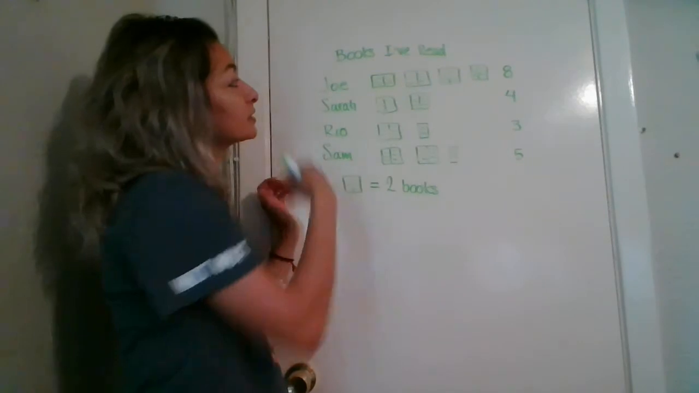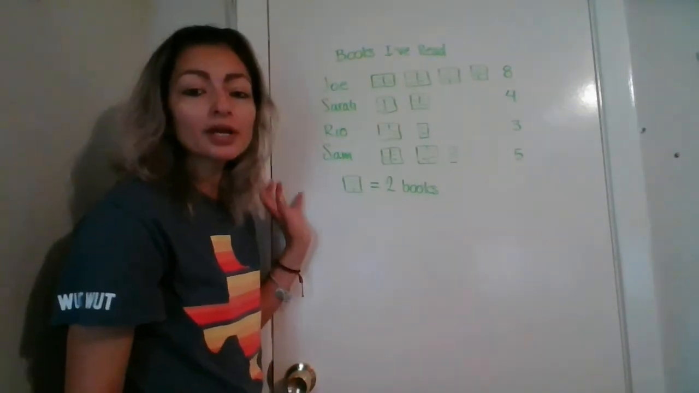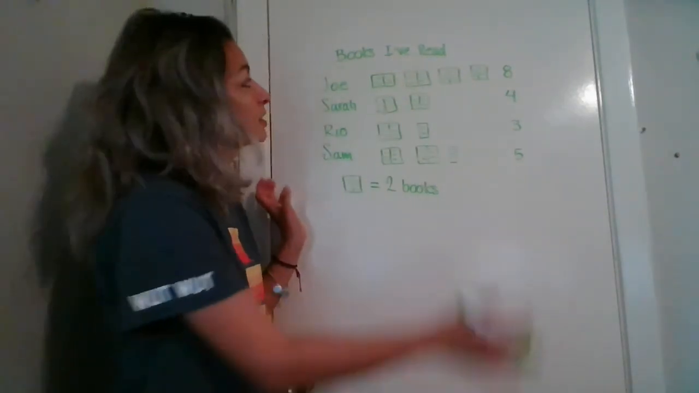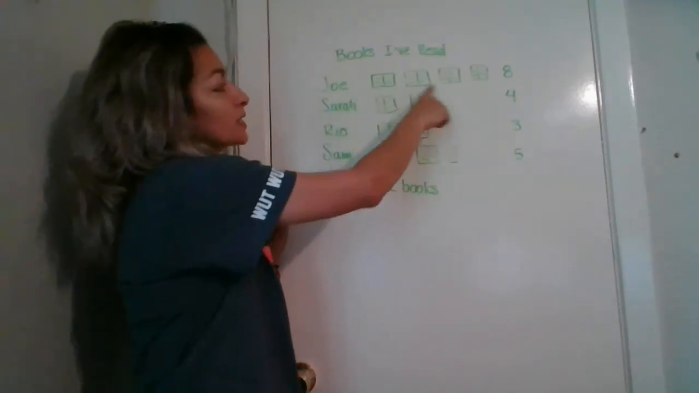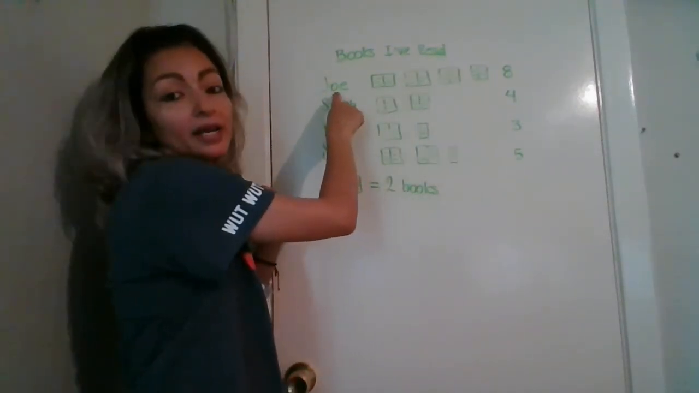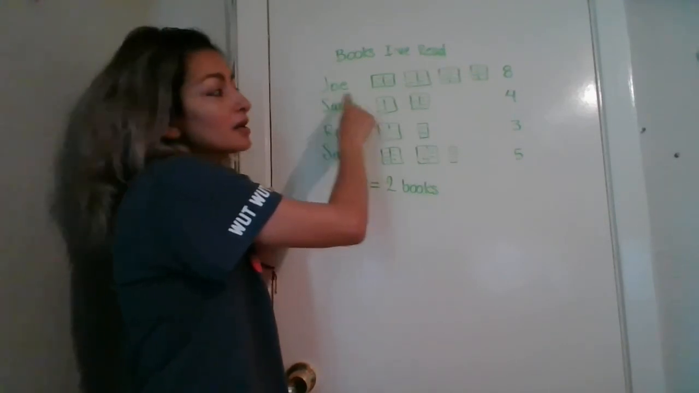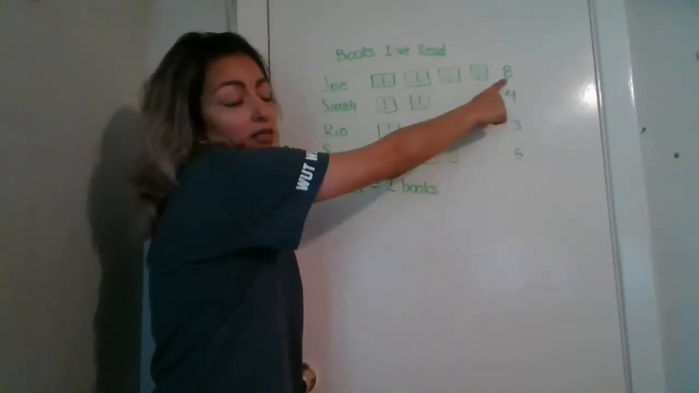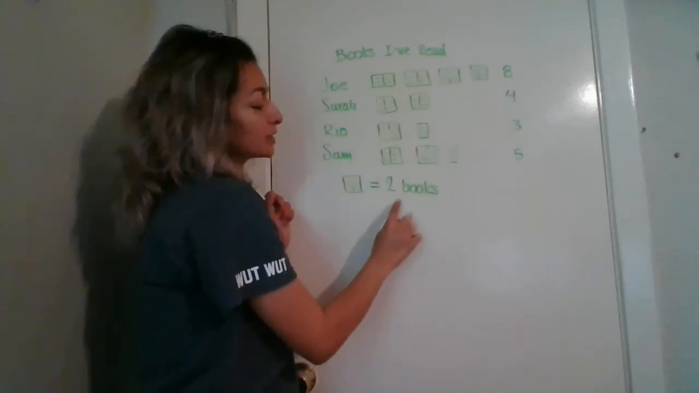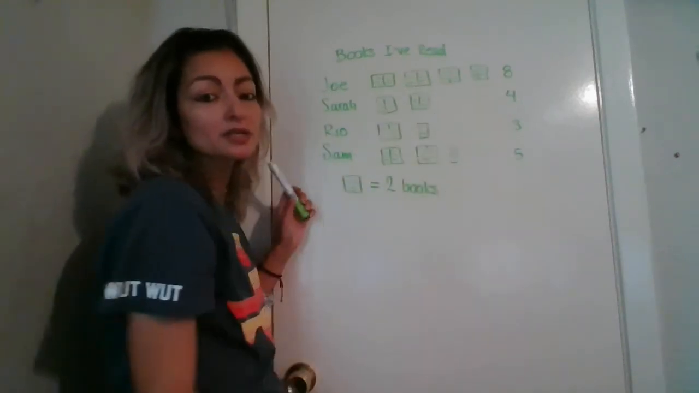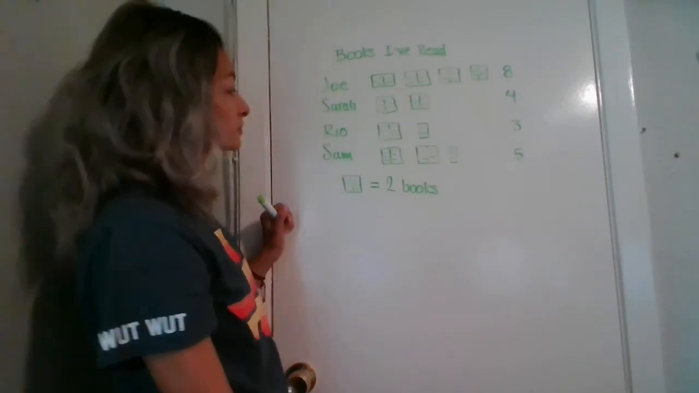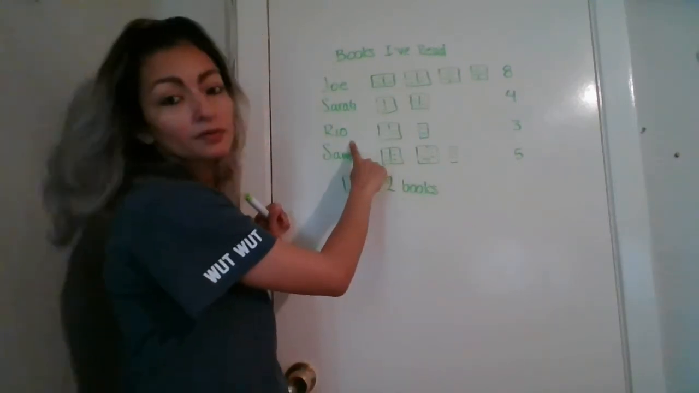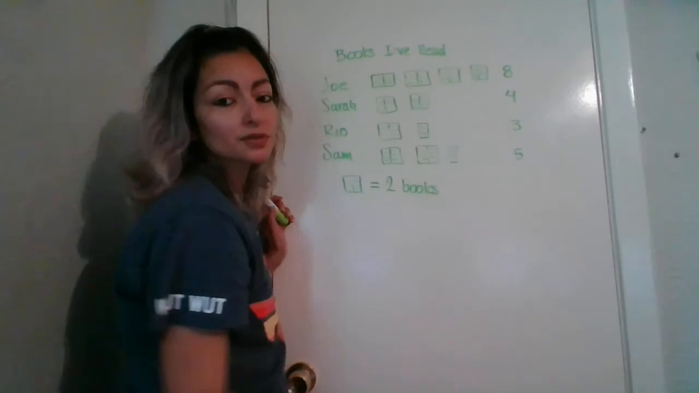So based on this pictograph, who read the most amount of books during this time? Well, by looking at the pictures, I can see that Joe read it. But if they tell me how many, I can easily answer 8, because I already transferred this value into numbers. Who read the least amount of books? Rio. Rio only read 3 books.